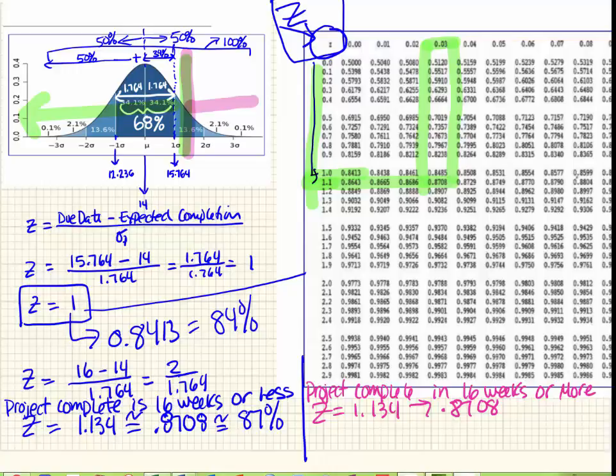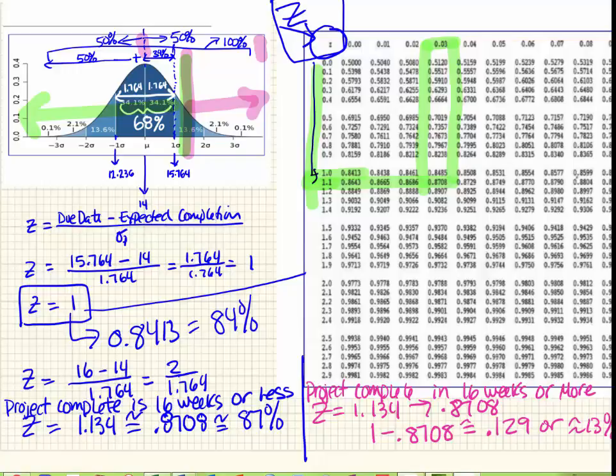Well, we know if half of this thing from here over to here is 50%, and we've already chunked off more than 34%, well, our value is going to go way down. So what we need to do in order to figure this out, we have to do 1 minus 0.8708, which is about 0.129, or about 13%.